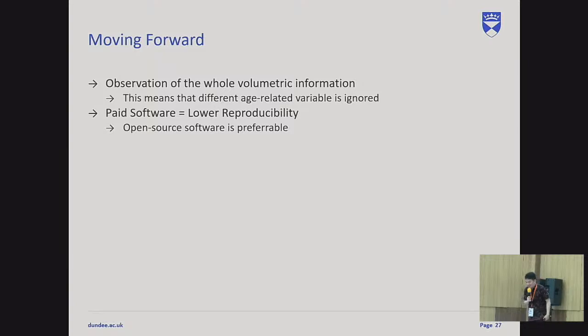Okay, and then from that study, we see that we still have problems. There is a different age-related variable that is ignored. For what that is, I will explain in the next section. And they are always using paid software. The software that they use is always fancy. It's always paid, almost a couple of thousand dollars. So we need open source, so everyone can use it.